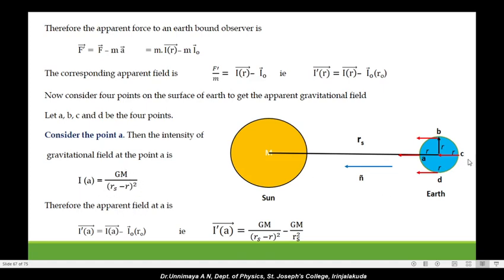ഇനി C-ക്ക് കൺസിഡർ ചെയ്യുക. എർത്തിന്റെ സെന്ററിൽ നിന്നും സണ്ണിന്റെ സെന്ററിലേക്കുള്ള ഡിസ്റ്റൻസ് ആണ് RS. ഇവിടെ എർത്തിന്റെ സെന്ററിൽ നിന്നും C-യിലേക്കുള്ള ഡിസ്റ്റൻസ് എത്രയാണ്? എർത്തിന്റെ റേഡിയസ് R വരുന്നുണ്ട്. So this total distance, that is from the center of sun to the point C, will be equal to RS plus R. Then what will be I of C? I of C will be equal to GM by RS plus R the whole square.